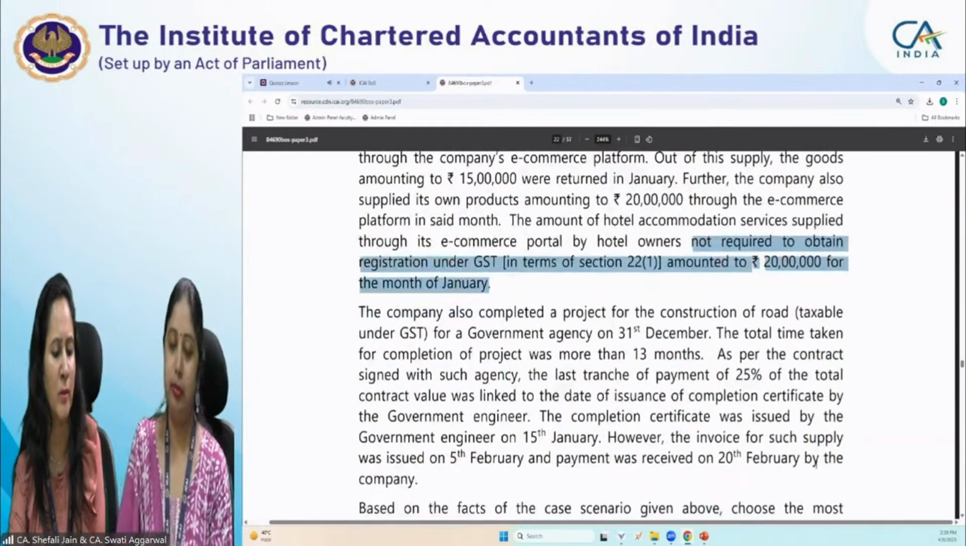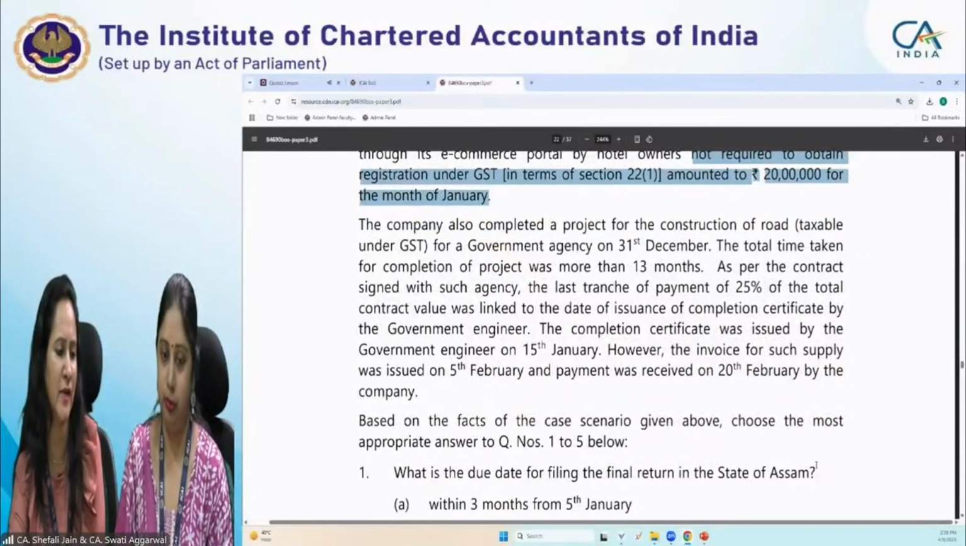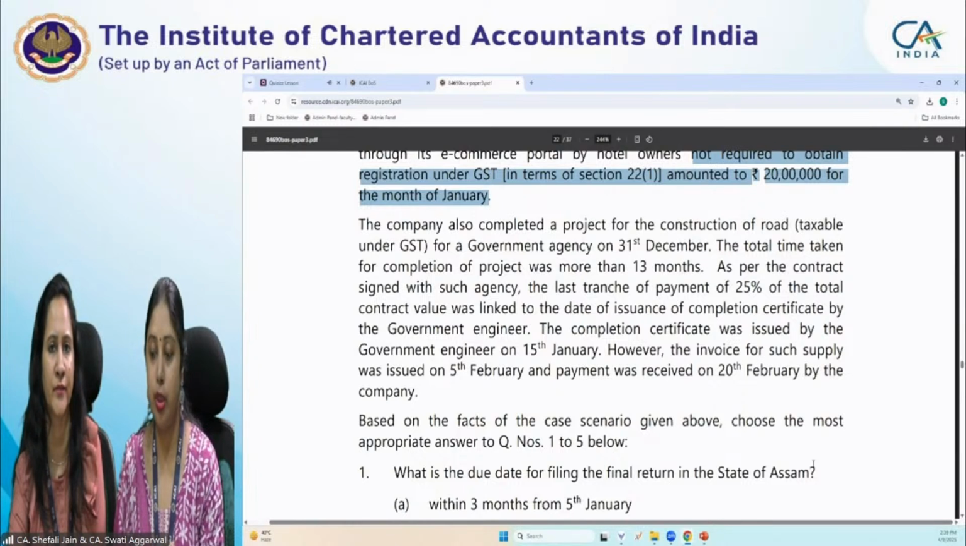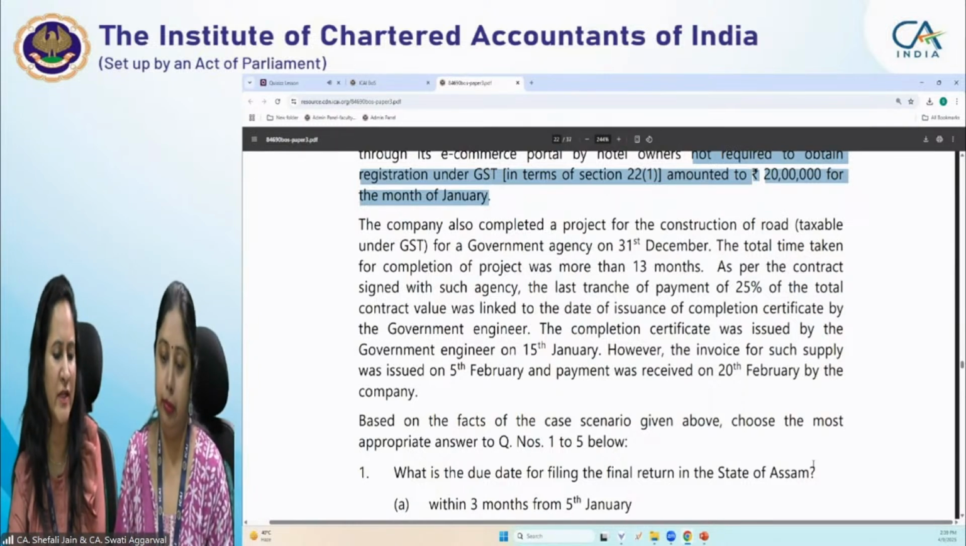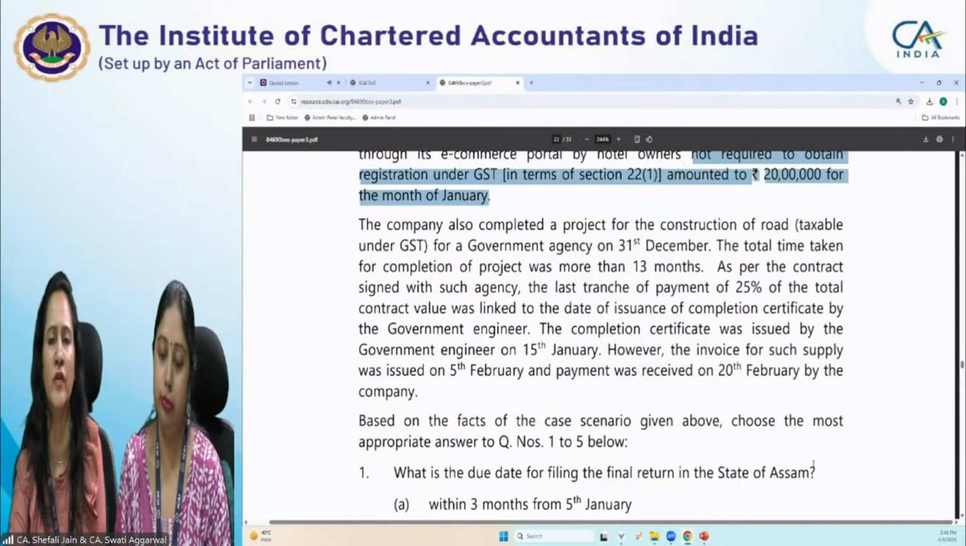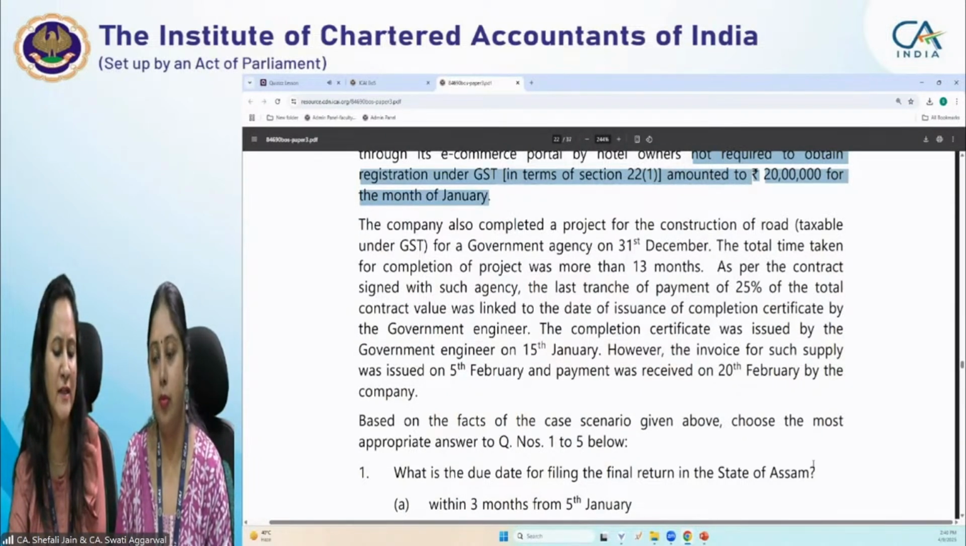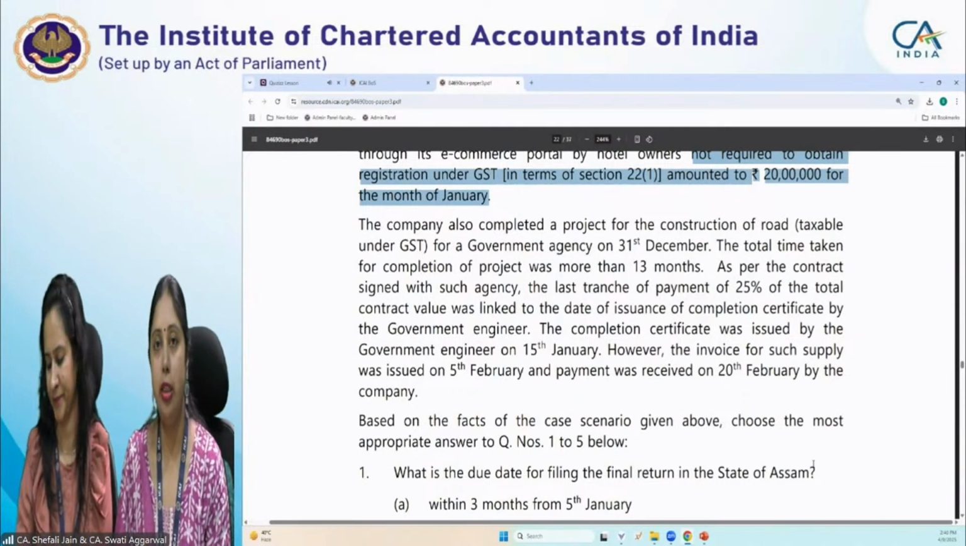Then the company also completed a project for the construction of a road, taxable under GST, for a governmental agency on 31st December. Total time taken for completion of the project was more than 13 months as per the contract signed with such agency. The last tranche of payment, 25% of the total contract value, was linked to the date of issuance of the completion certificate. The completion certificate was issued by the government engineer on 15th January. However, the invoice for such supply was issued on 5th February and payment was received on 20th February by the company. Now you have got an idea of the case scenario.